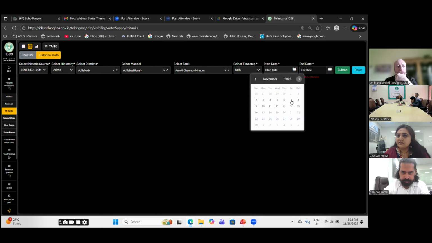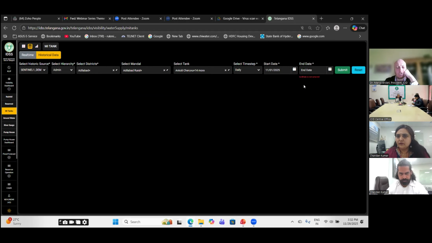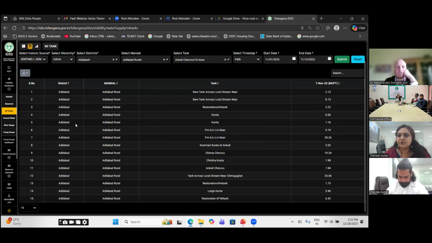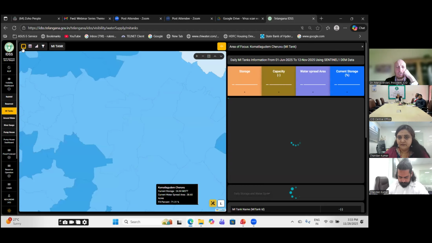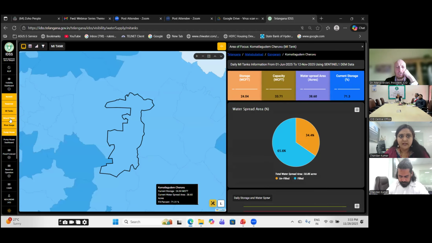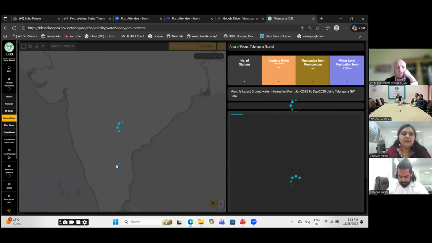So once this has been given, we can see the information over here with the tanks and the area in MCFT. So this kind of information is also being given in that MI tanks. Now coming to the groundwater.